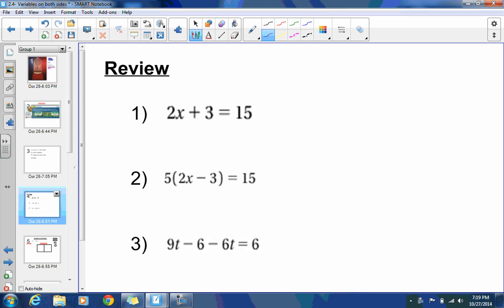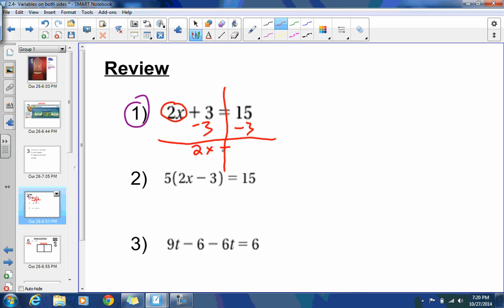So I'm going to go through one of these just to refresh your memory. For number one, if we are going to solve for x, we need to isolate that variable, get it all by itself. So the first thing we're going to do is try to get this term by itself because it has an x with it. So that means we have to get rid of this plus 3, and you do the inverse operation of subtracting 3. But remember, what you do to one side of the equation, you must do to the other to keep it balanced. So then you're left with 2x over here, and that equals 15 minus 3, which is 12.